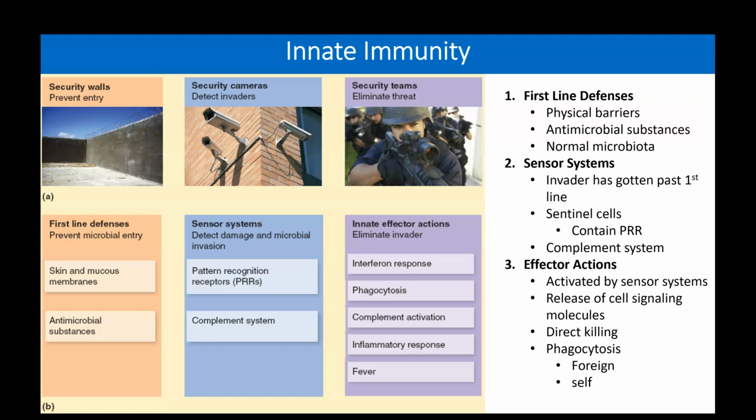The first line of defense is going to be our security walls and basically our physical barriers. And these are things that physically prevent microbes from entering. So think about our skin and our mucous membranes, and then any chemicals that are found on our skin or in our mucous membranes that prevent bacteria from getting a toehold.